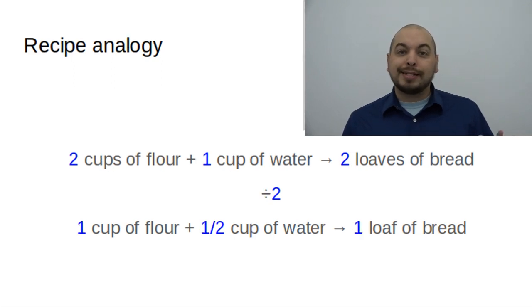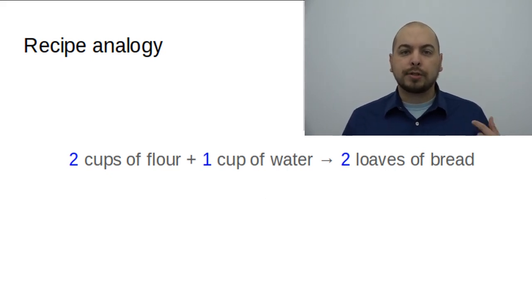In addition to scaling up, it can also scale down. Let's say instead of doubling the recipe, we want to halve the recipe. This means we'd cut every ingredient in half. So instead of using 2 cups of flour, we'd only use 1 cup of flour. And instead of 1 cup of water, we'd use half a cup of water. And instead of producing 2 loaves of bread, therefore, we'd only be able to produce 1 loaf of bread.